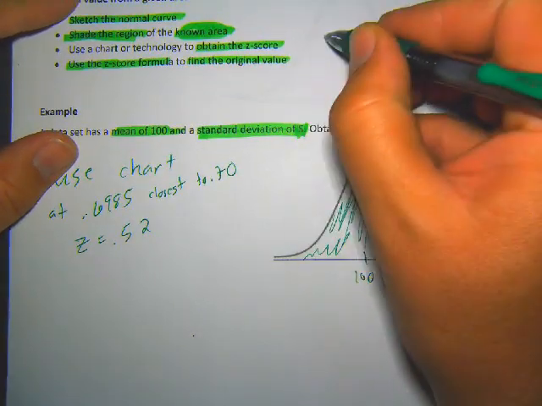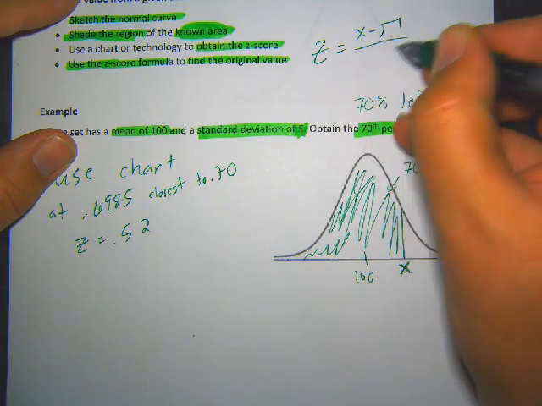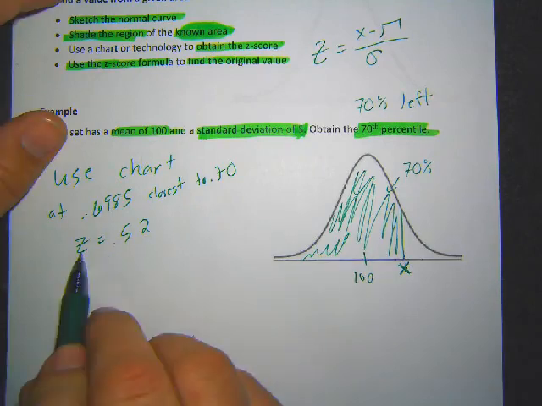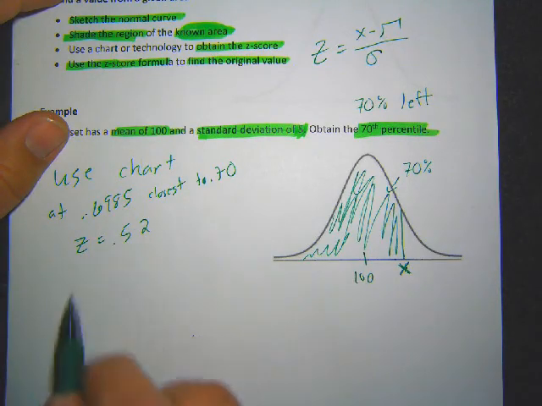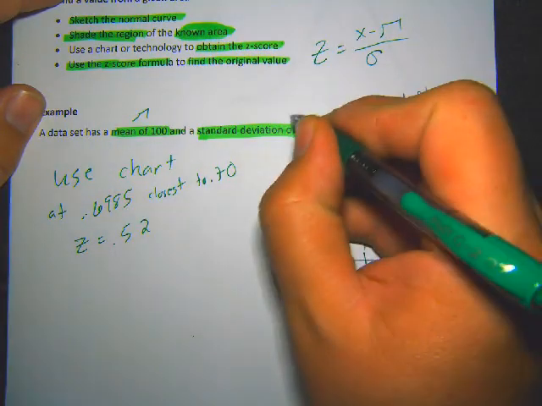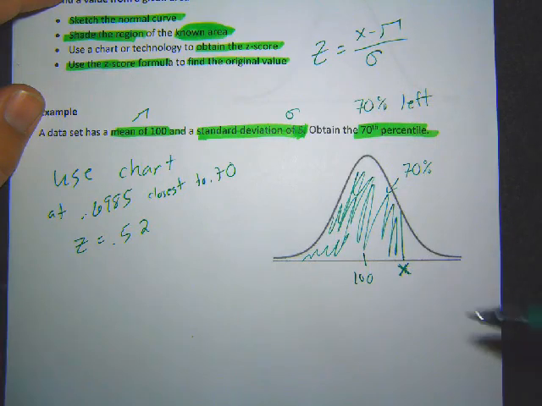And I mentioned the formula here, so I should write it down. The z-score formula, again, is x minus the mean divided by the standard deviation, right? That's the z-score formula. And this time we have the z, right? That's 0.52. We have the mean. The mean is 100. And the standard deviation is 5. What we're missing is the x. That's what we're trying to figure out. So we're going to have everything else.